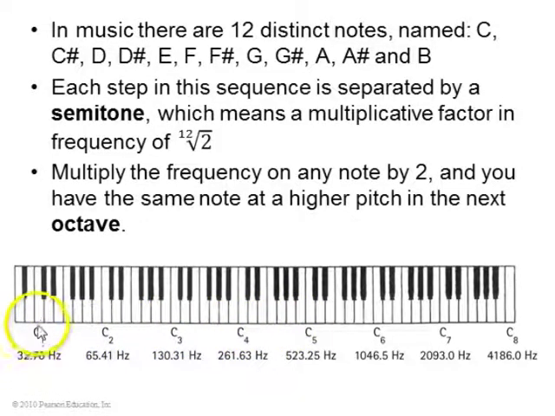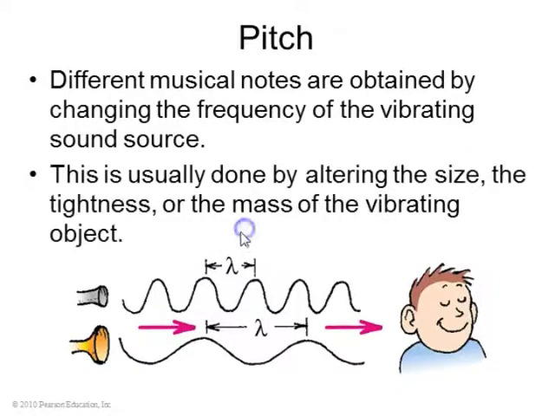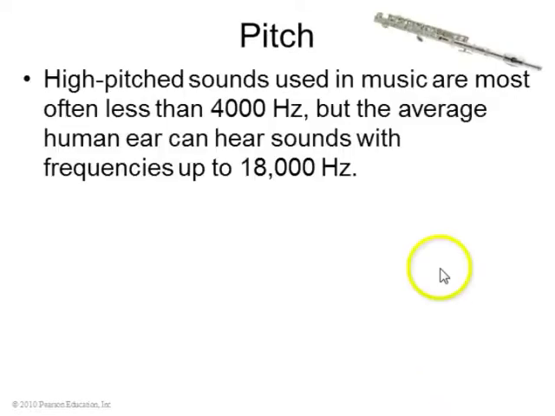So this C down here has a frequency of 32.7 hertz. The next C up has a frequency of 65.41 hertz, and so on. Different musical notes are obtained by changing the frequency of the vibrating source. High frequency produces a high pitch. A larger or more massive musical instrument, for example, will vibrate with a lower frequency, and you'll get a lower pitch.